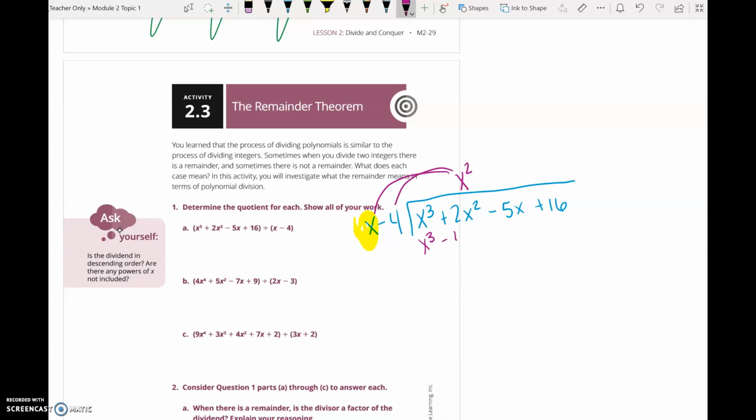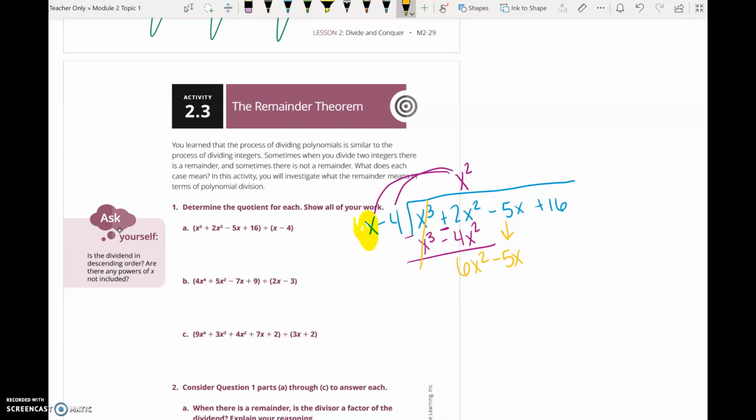X squared times negative 4 makes negative 4x squared. Now we are subtracting, okay? So you need to be careful. This is going to cancel, but 2 minus a negative 4 is going to make a positive 6x squared. Use your calculator if you need to.